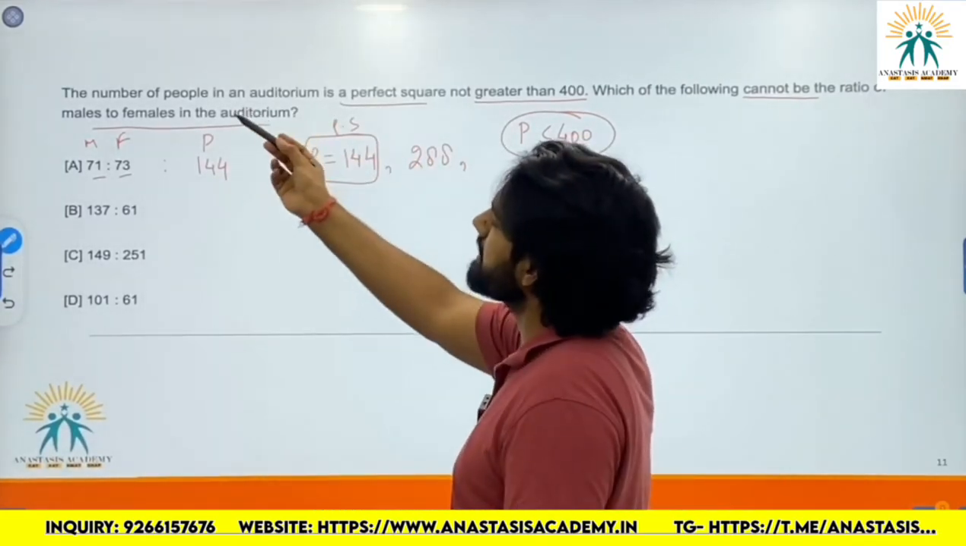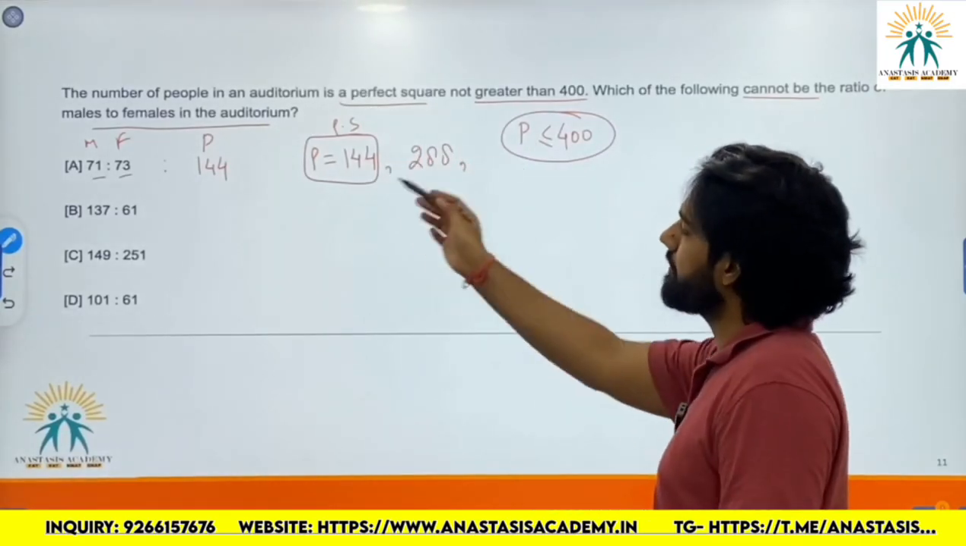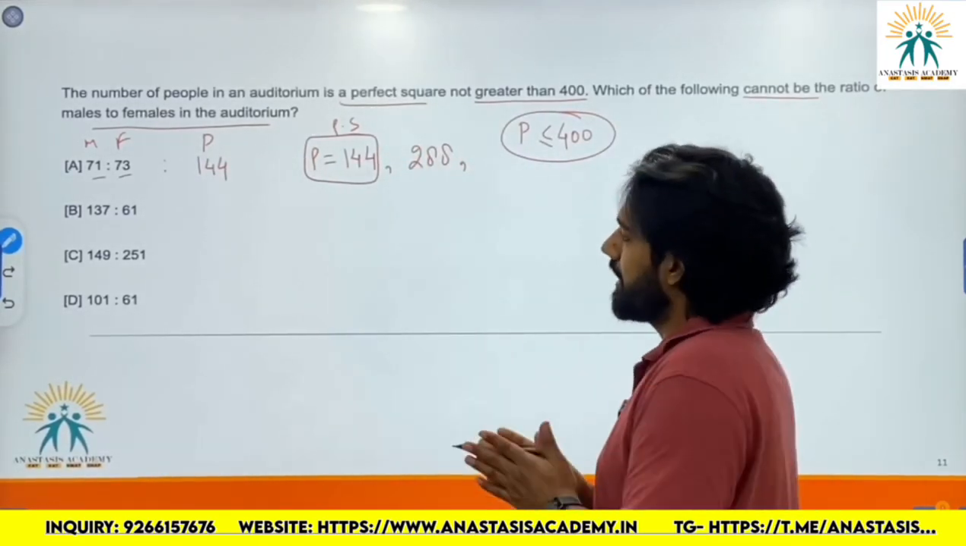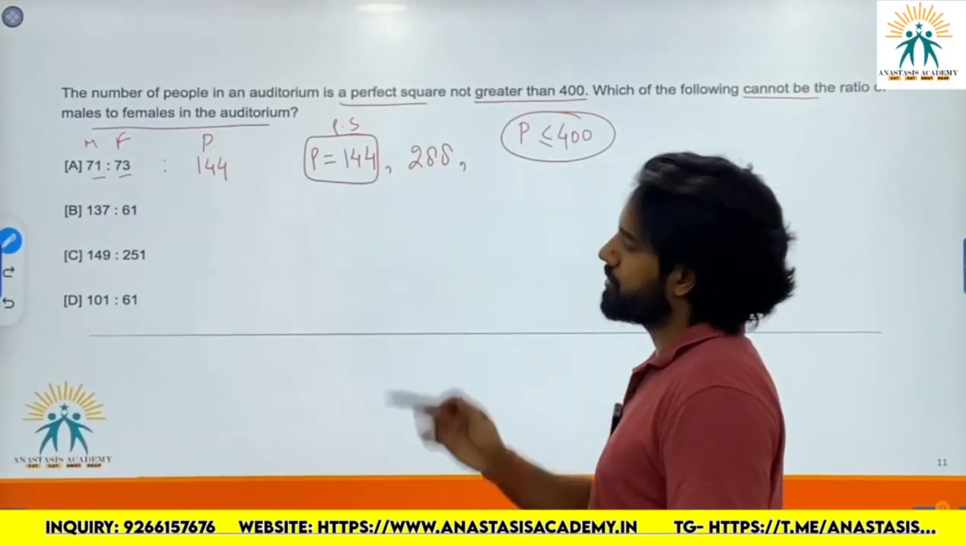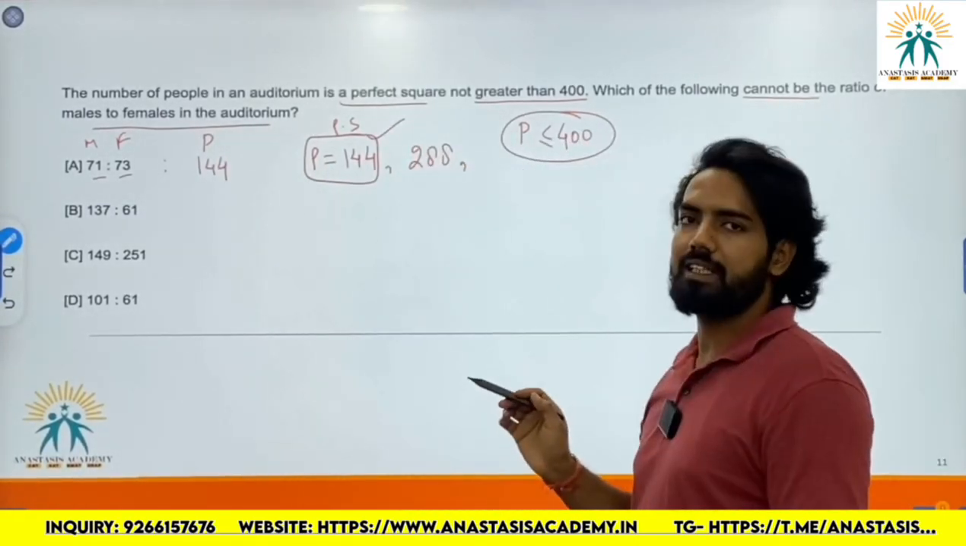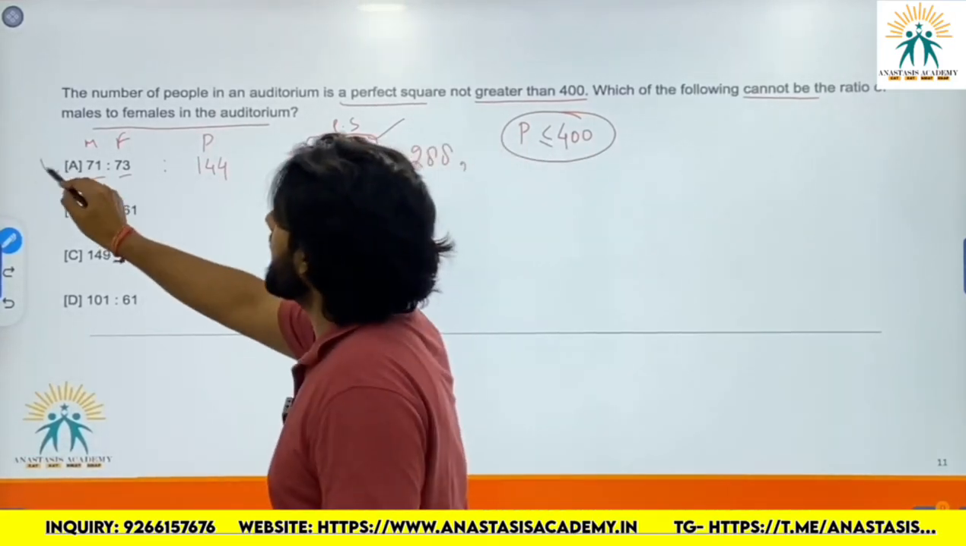And it was the condition in the question that the number of people is a perfect square not greater than 400. So which of the following I have to find cannot be the ratio. So it can be the ratio, yes. 144 is a perfect square less than 400. So this cannot be my answer.